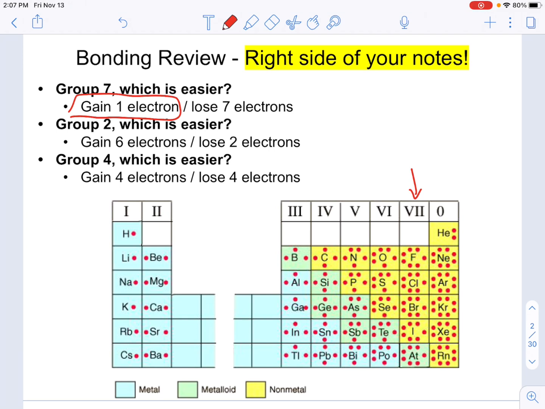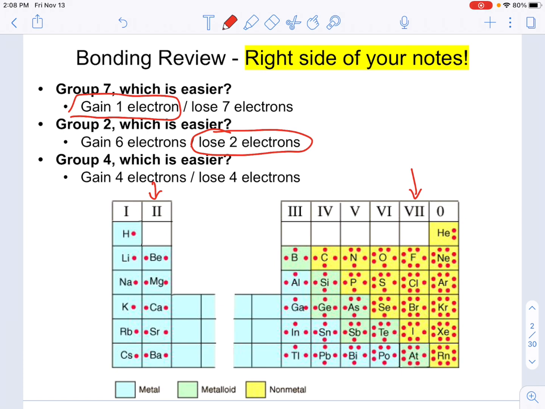If we look at group 2, which is easier? These all have 2 outer electrons. We can either lose 2 electrons or gain 6 electrons. Well, it's going to be much more energy efficient if we just lose 2.